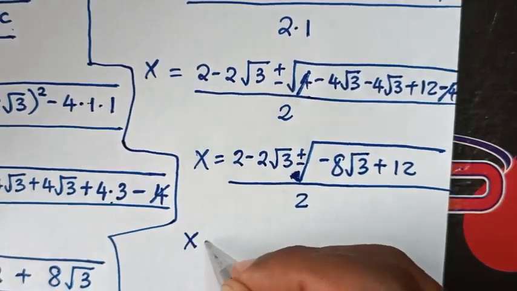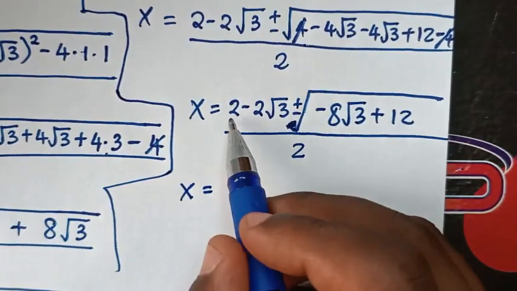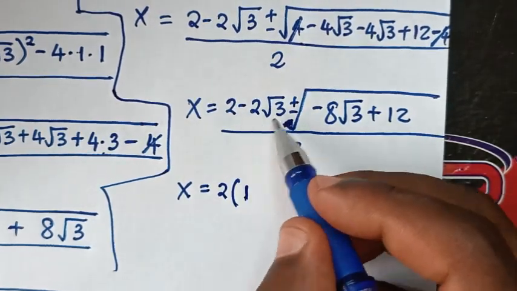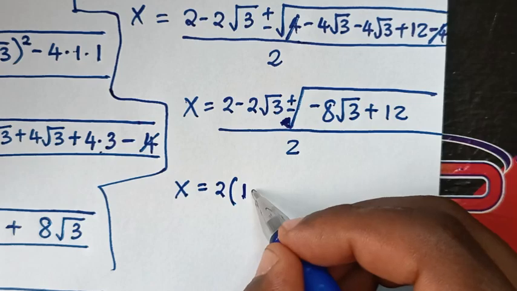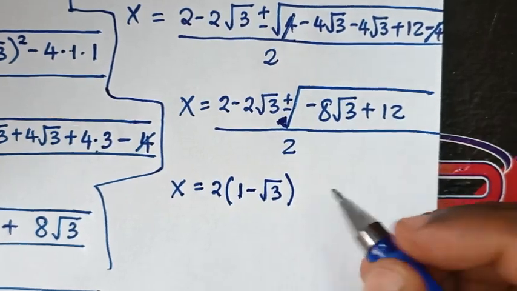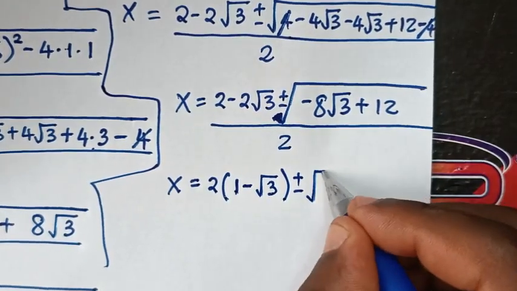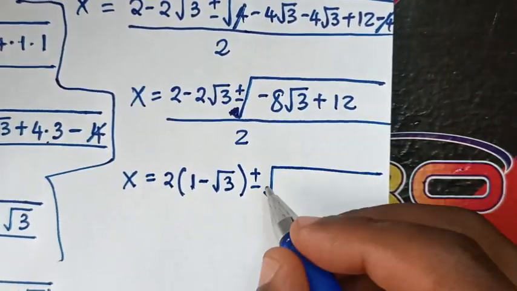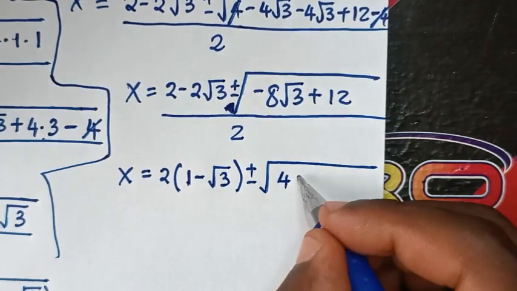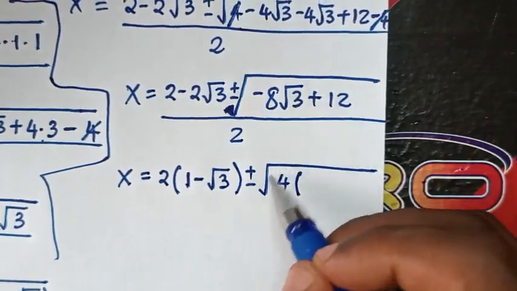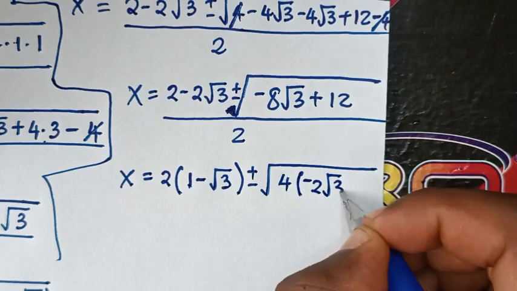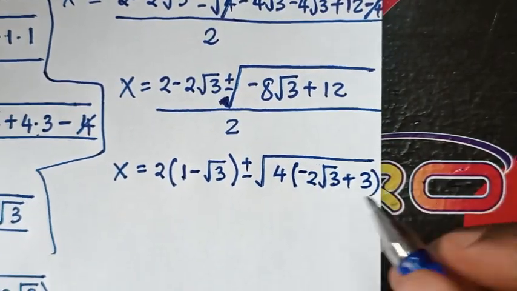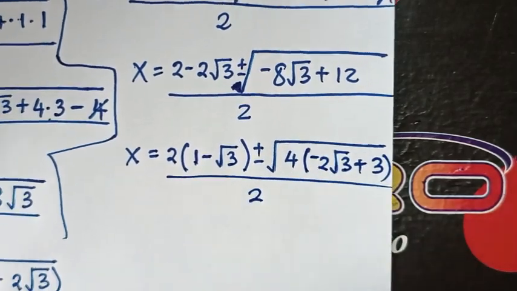Then it will be x is equal to, into here 2 is common, so we'll take 2 out of bracket. 2 divided by 2, it is 1, minus 2 square root of 3 divided by 2, it will be minus square root of 3 bracket plus or minus square root. Into here 4 is common, so we'll take 4 out of bracket. So here it will be minus 8 square root of 3 divided by 4, it will be minus 2 square root of 3, then plus 12 divided by 4, here it is 3 bracket, then over 2.